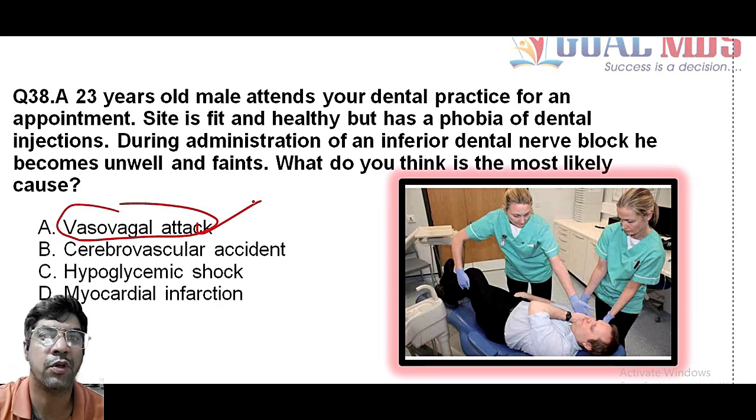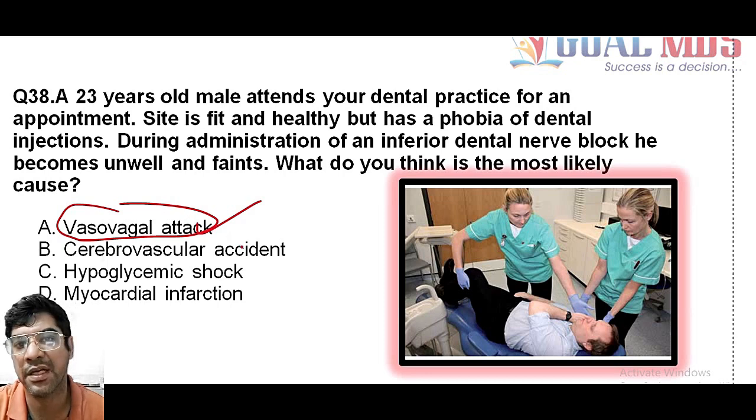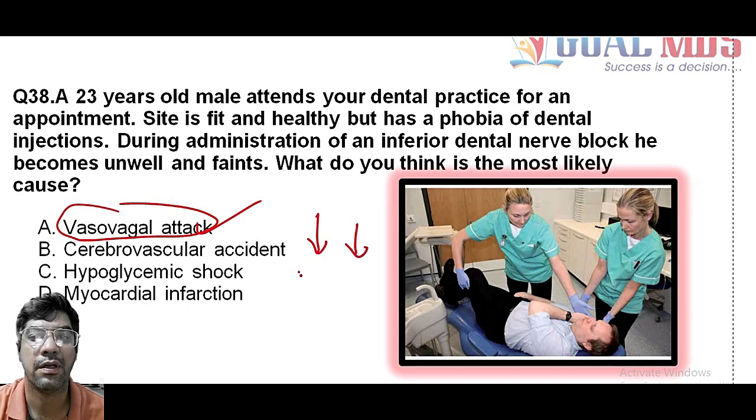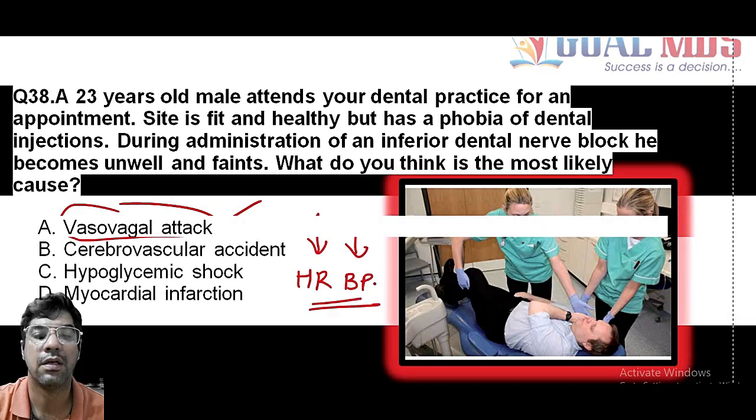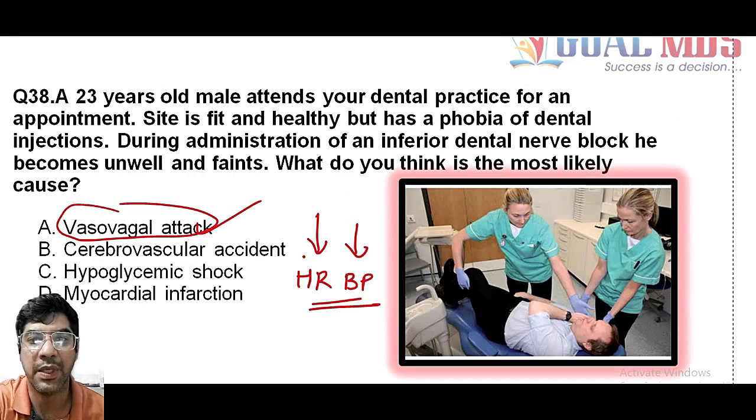So vasovagal syncope is also known as neurocardiogenic syncope. Vasovagal syncope causes your heart rate and BP to fall down. So a patient who becomes unwell and faints during administration of an inferior dental block is mainly due to the vasovagal attack. The other options like stroke, hypoglycemic shock, and myocardial infarction are less likely in this scenario, and they would present with different symptoms and different clinical signs. So your answer is A.